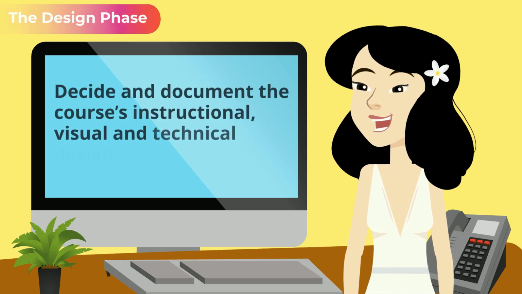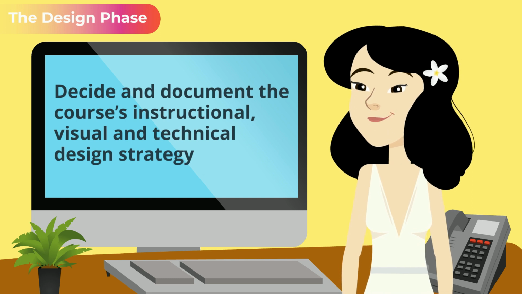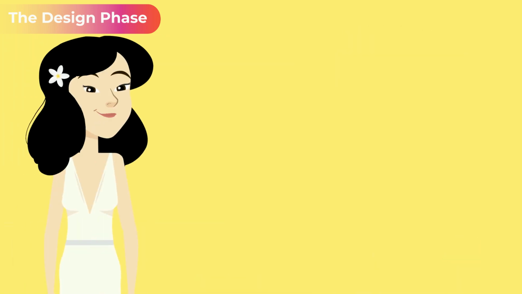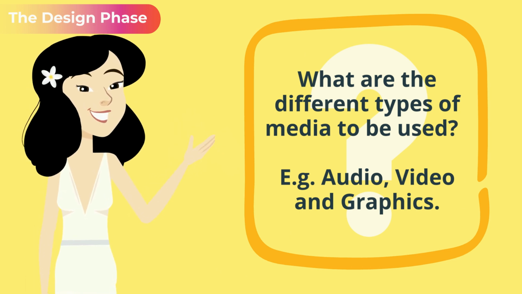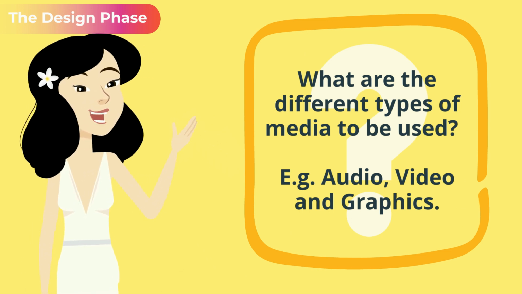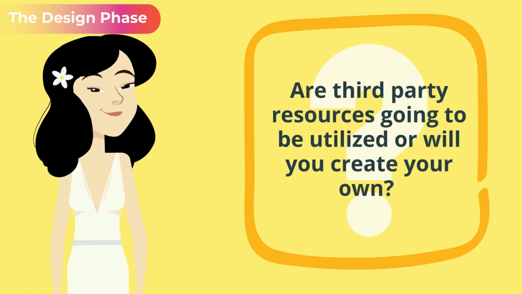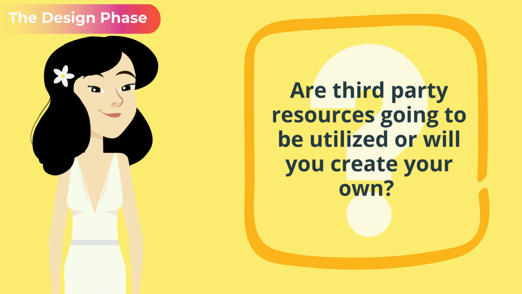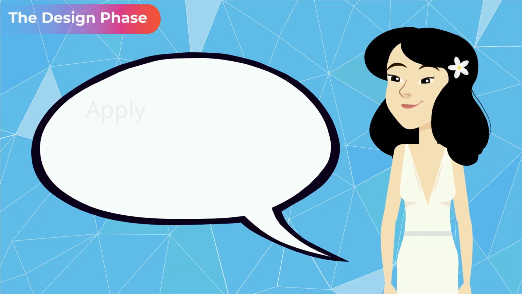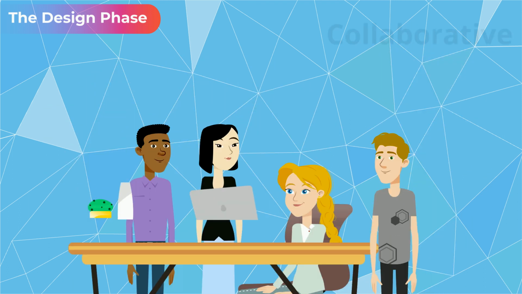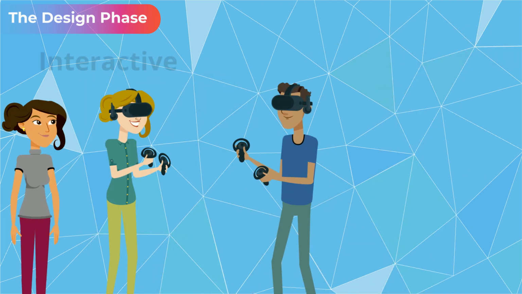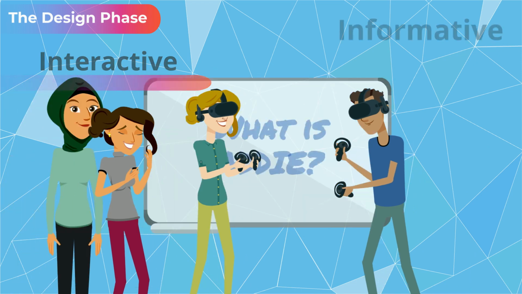Design and document the course instructional, visual, and technical design strategy. So some of the questions are, what are the different types of media to be used? For example, audio, video, and graphics. Are third-party resources going to be utilized, or will you create your own? Apply instructional strategies according to the intended learning outcomes. Is it collaborative, interactive, or simply informative?